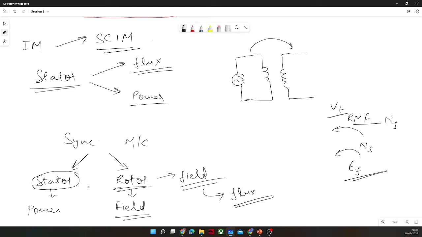Yes, sir. Clear, sir. But sir, the synchronous machine is also related to power systems. So sir, is it necessary to read from the Fitzgerald book? Which book? Sir, Electrical Machinery, Fitzgerald. Yes, Fitzgerald.